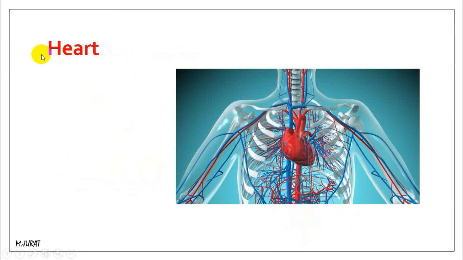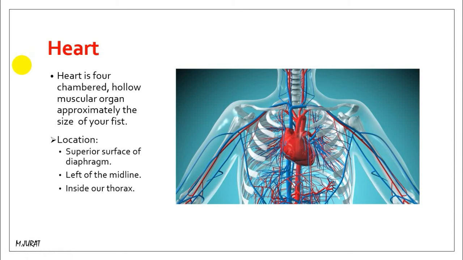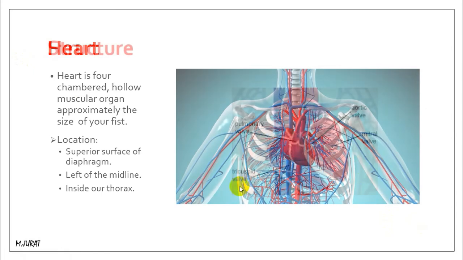The next title is heart. The heart is a four-chambered structure, and the size of the heart is like our fist, the fist of every person. And its location is in the middle part of our chest, on the superior surface of the diaphragm, and inside the thorax is the main location for the heart.